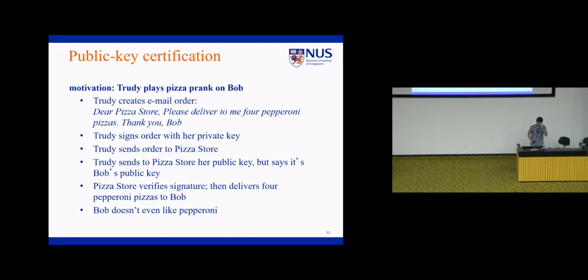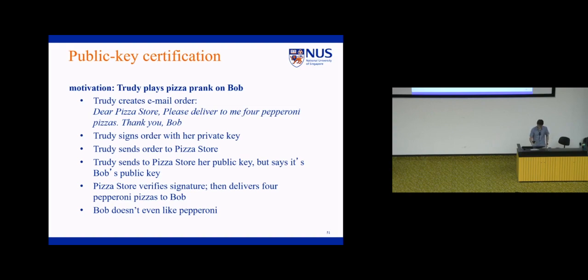So before that, let's see an example of what can go wrong in public key verification, in a digital signature verification scenario. So here in our example, Trudy is our malicious adversary, or the malicious attacker, wants to play a prank on Bob, and Alice is the pizza person. She's cooking pizza. She has a pizza store, and Bob wants to order pizza. Bob doesn't order pizza, but Trudy can order pizza on behalf of Bob, even if that message did not originate from Bob. So let's see what happens.